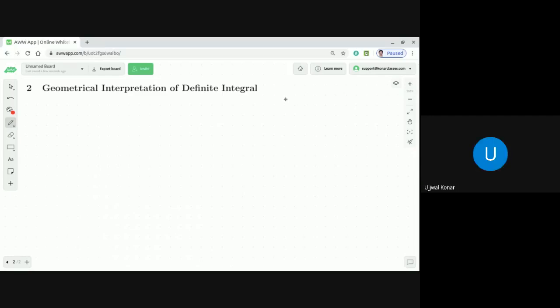Geometrical interpretation means what? Whatever we are discussing, all this mathematics, writing f(x) dx, a to b, if we can give some kind of pictorial description, some kind of geometric form, and then tell what exactly it represents, correct or not? That gives a geometrical representation, some picture.